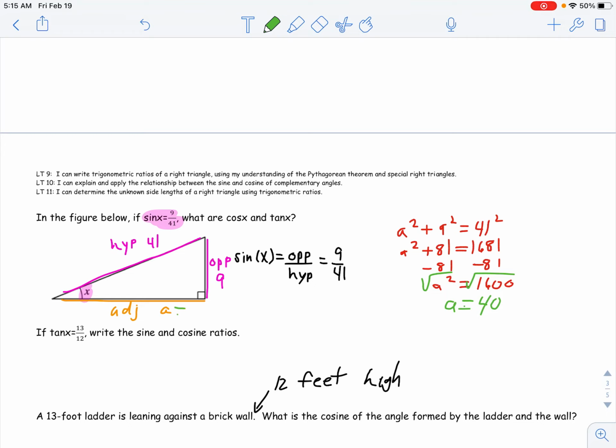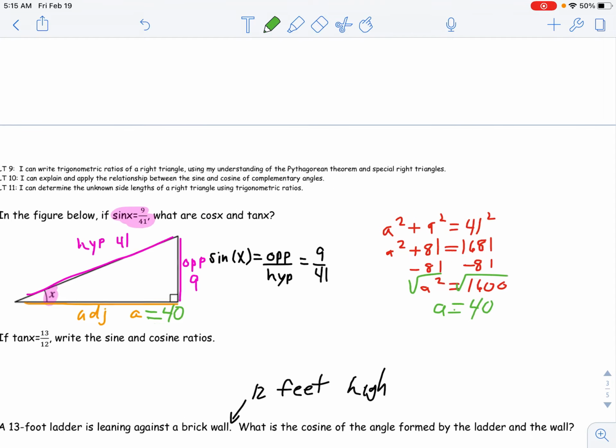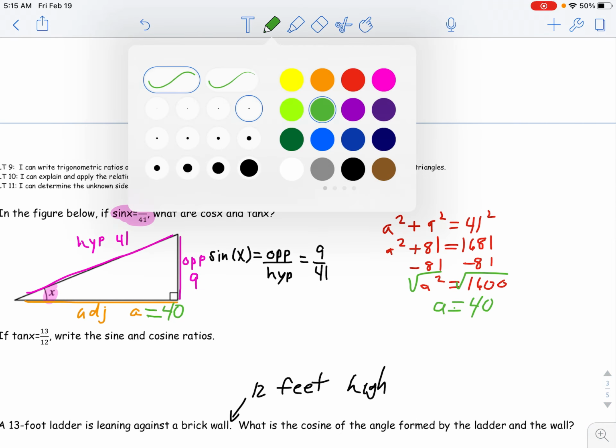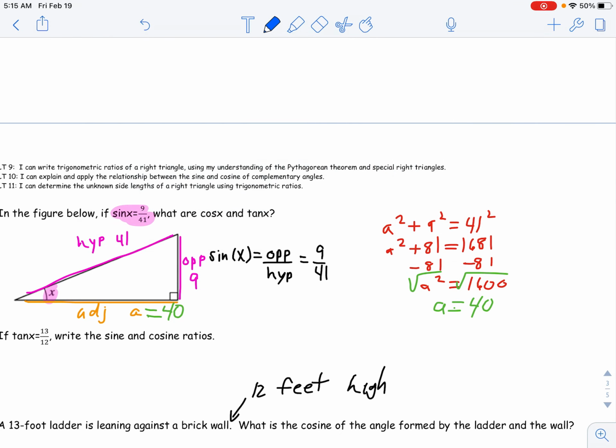This is kind of cool. We were given just the sine ratio, the opposite over hypotenuse, but using the Pythagorean theorem, we were able to find the adjacent side. Now we know all three sides, so I can write cosine and tangent.